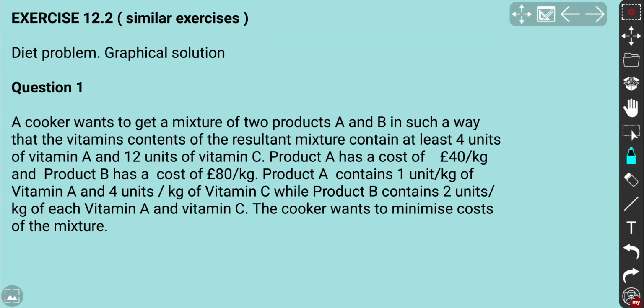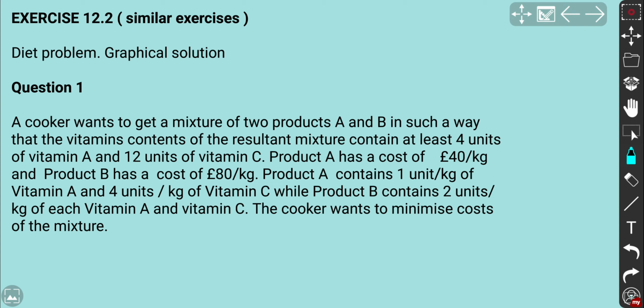Hey guys, this is exercise 12.2 from the NCERT program. We are going to consider a diet problem, so graphical solutions as always. Remember, before we used to consider manufacturing problems, and this is about diet, or what is called a mixture. Let's have a look at the question.